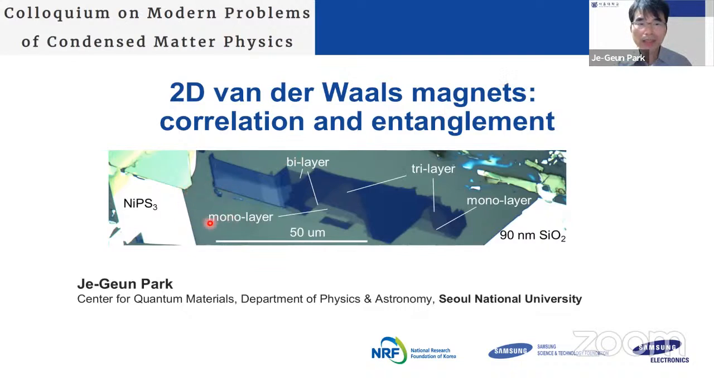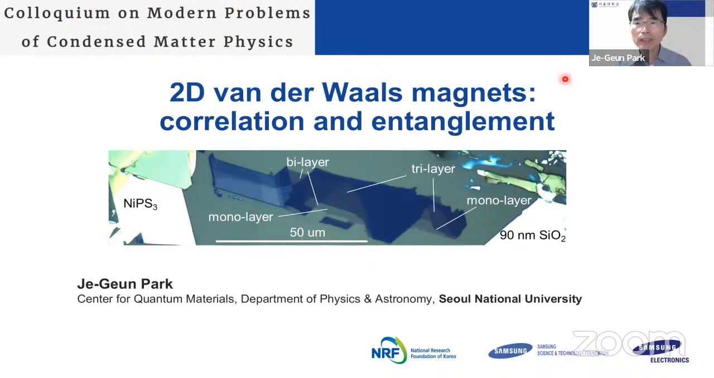In the photo, you see the Van der Waals anti-ferromagnetic NiPS3. They are very thin, actually, starting from monolayer, bilayer, to trilayer. And they are about 50 microns wide. So it's very, very small compared to most samples you see in your lab. And this is the two-dimensional Van der Waals magnet, the subject of my talk.